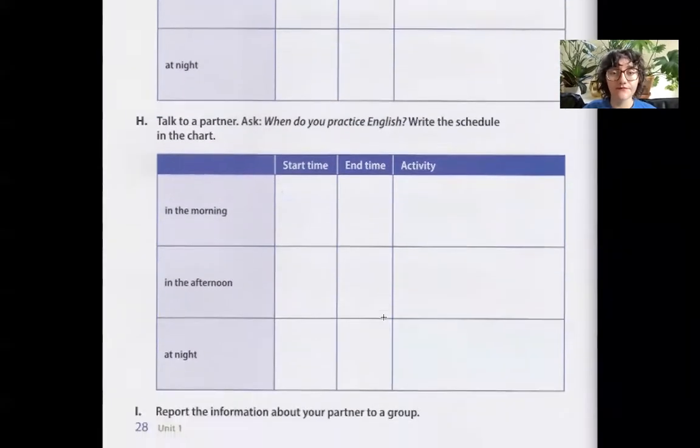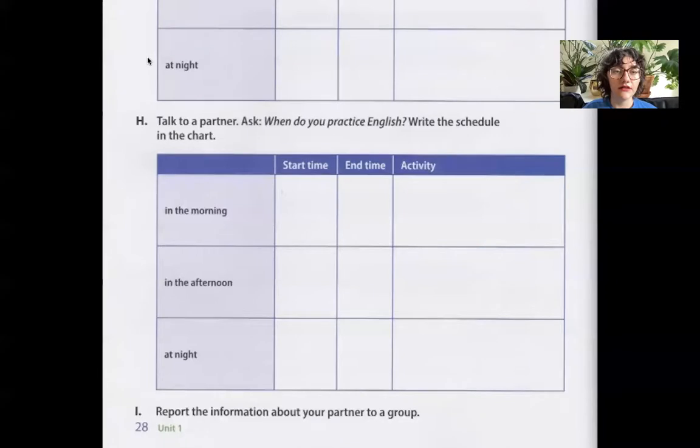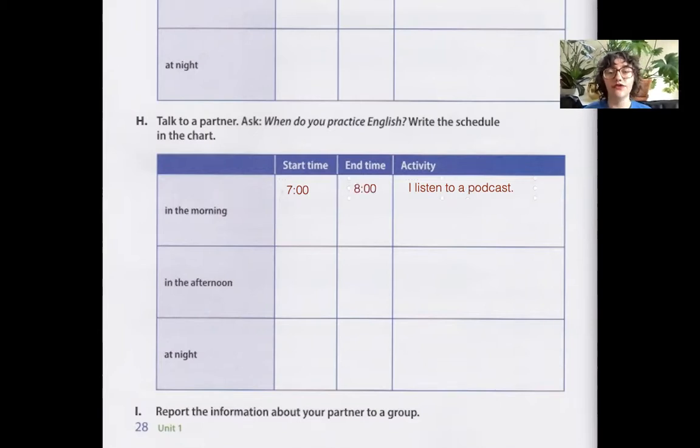So for me, we'll pick an activity that I do. In the morning, I listen to a podcast, right? A podcast is basically like a radio show that you can play and pause when you want to. So that's my morning. I listen to a podcast while I get ready for work. So I listen to my podcast from about 7 o'clock to 8 o'clock.